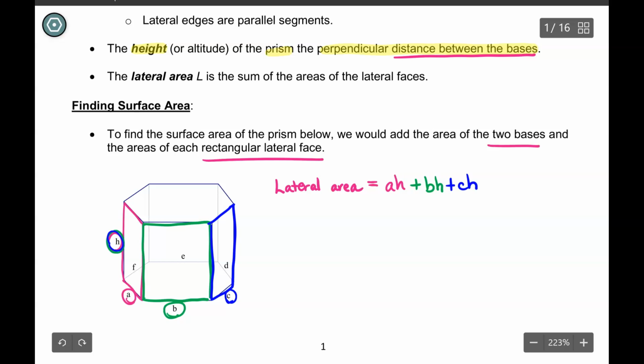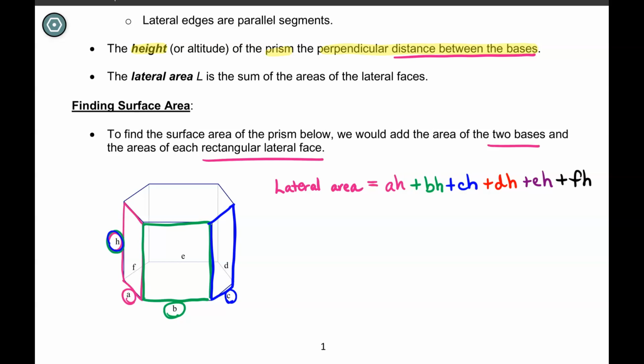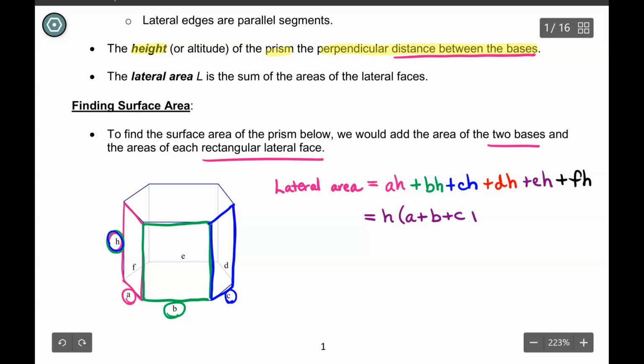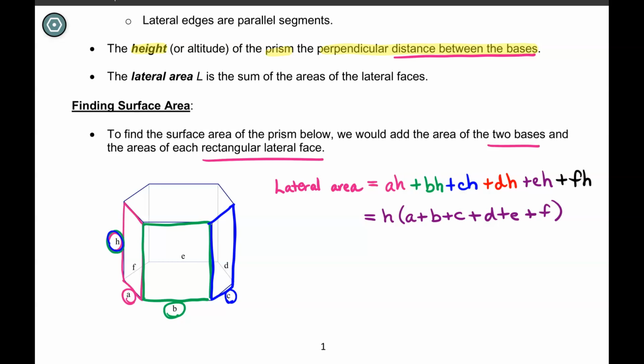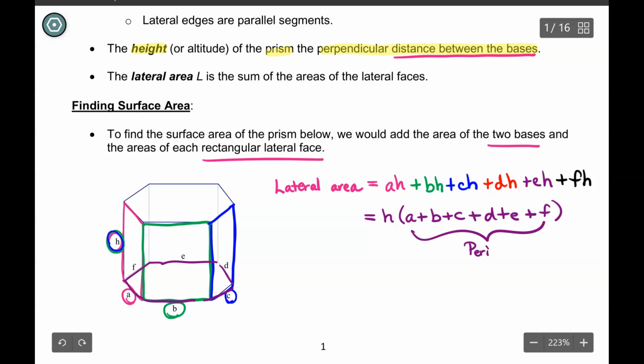The next one would be D times H, then we would have E times H, and finally F times H. Now, what do we notice these all have in common? They all have H in common. So if I were to factor out the H, I would be left with A plus B plus C plus D plus E plus F. What do all of those values add up to? What do they represent? They represent the perimeter of the base.